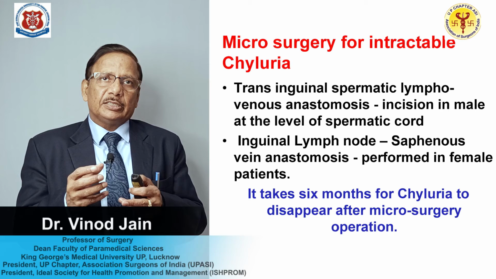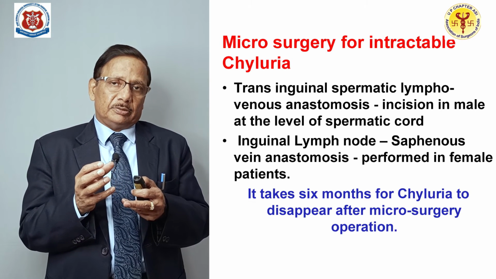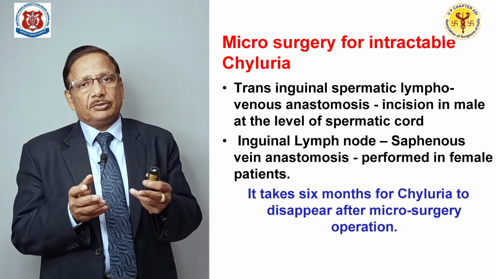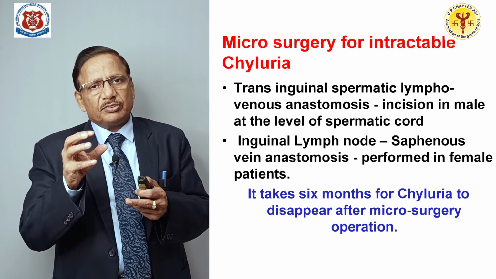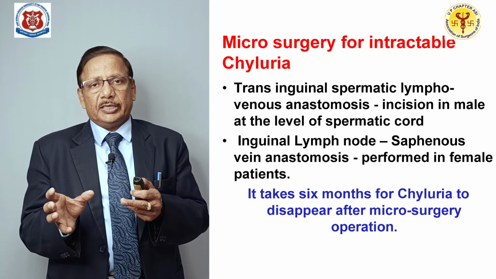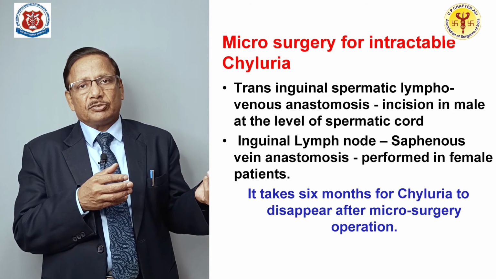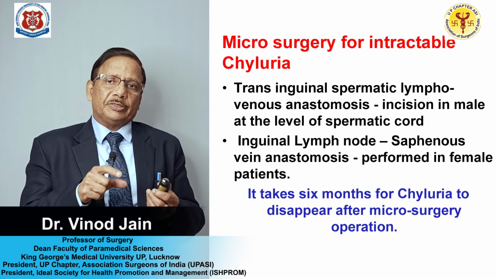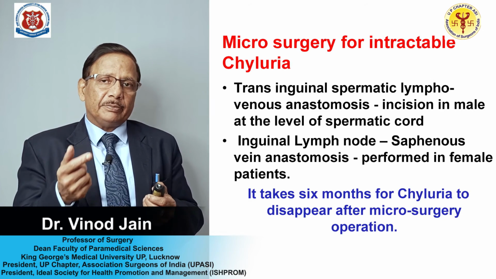So that is how microsurgery for intractable chyluria is performed, and it is the last resort if it is not being treated. Usually it takes 6 months for chyluria to disappear after microsurgery. It is not immediate, as we saw with EST. So again, you have to counsel the patient while the patient is being treated by microsurgery.